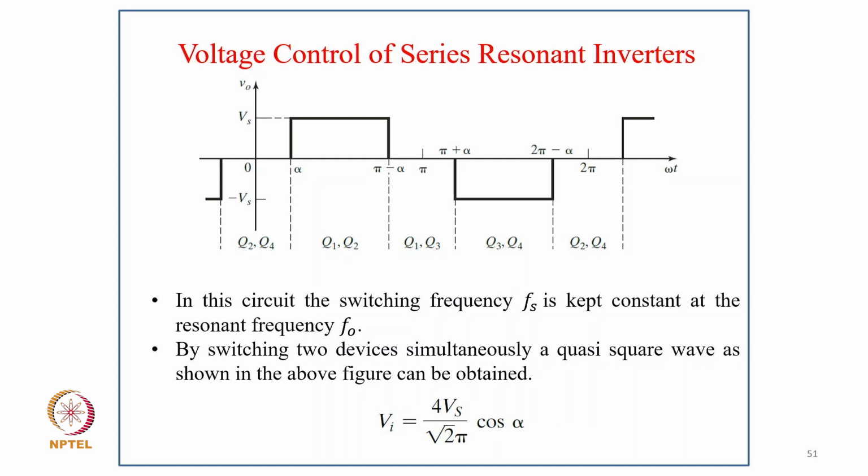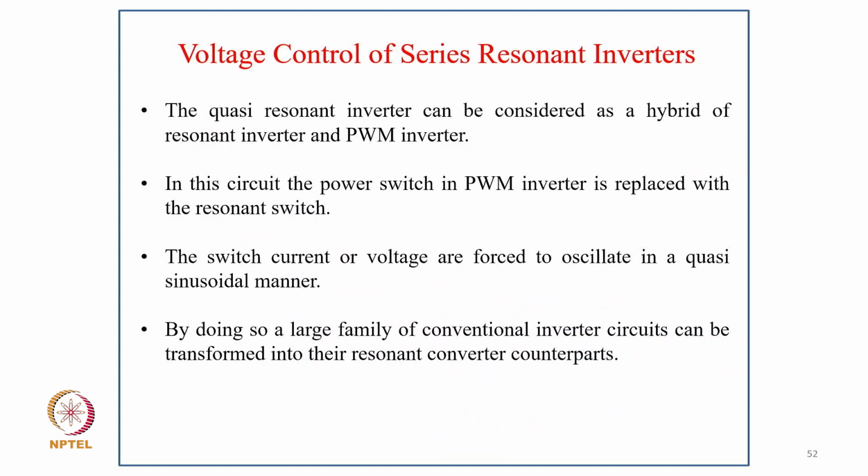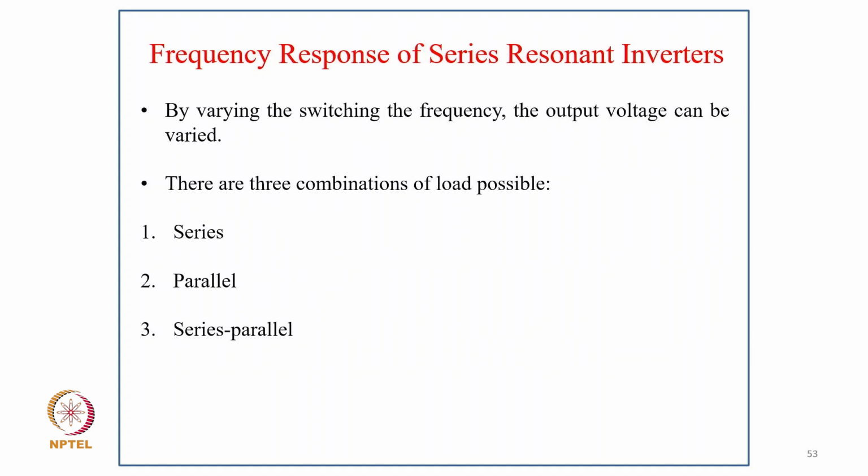So Vi equal to 4 Vs upon square root of 2 pi into cos alpha. And the quasi-resonant inverter can be considered as a hybrid of resonant inverter and PWM inverter. And in this circuit, the power switch in the PWM inverter is replaced with the resonant switch, and the switch current or voltage are forced to oscillate in a quasi-sinusoidal manner. So by doing so, a large family of the conventional inverter circuits can be transformed into their resonant converter counterpart.